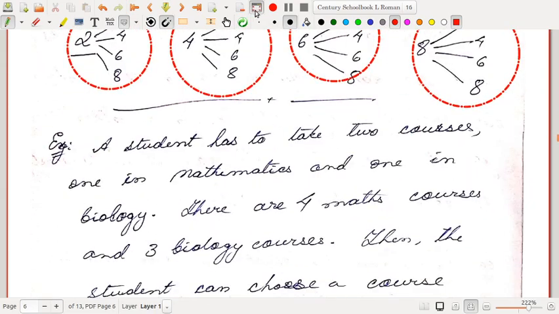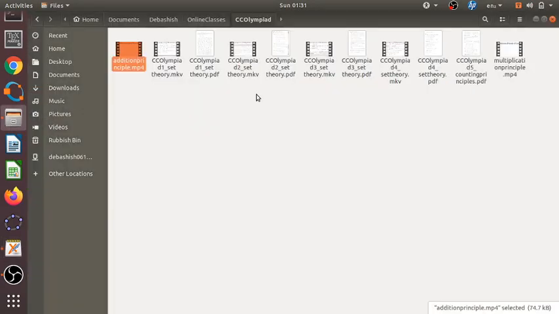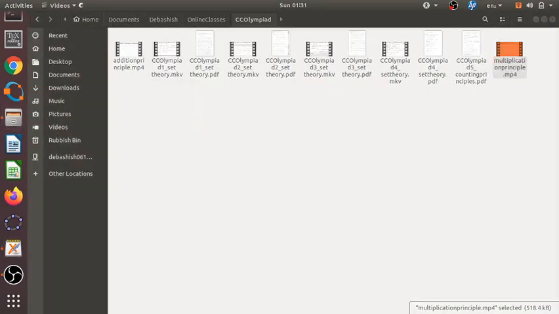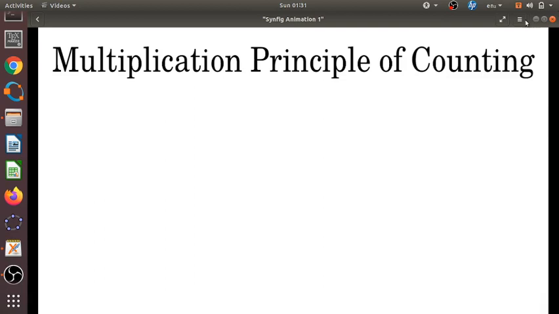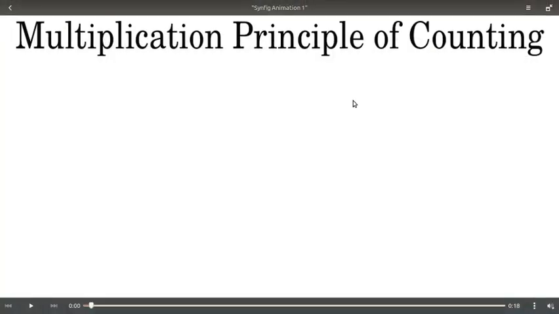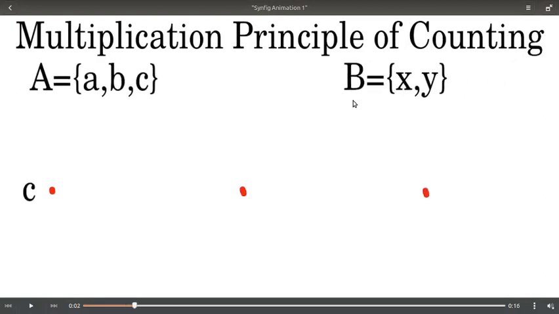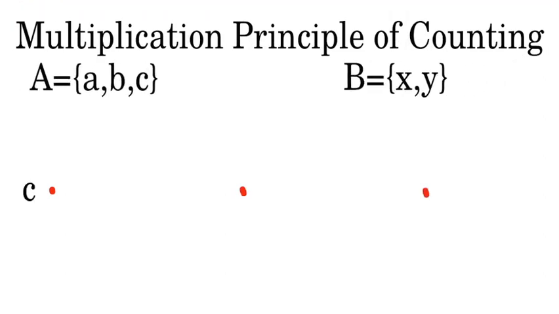Let us have a look at one more illustration here so we can understand it better. So this is the multiplication principle. So we have two sets, say A, B, C and X, Y. To illustrate this, we need to find out the number of elements in A cross B. The elements look like ordered pairs. So with A, we will have X. A comma X will be one element. A comma Y will be another element. So this is what we have illustrated here.